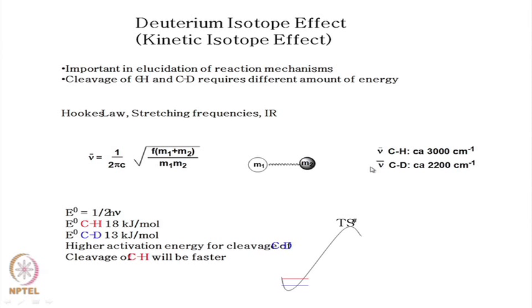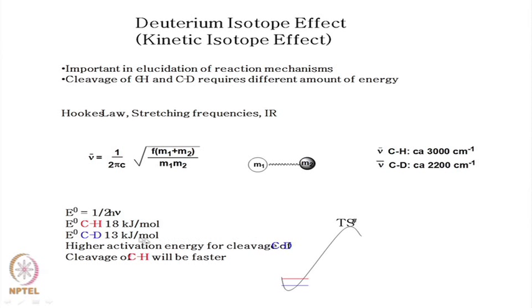Okay. So, if it is oscillating very fast, then it has more probability to get ruptured, the bond has more probability to get detached. But if it is oscillating slowly, then of course it will happen, but the extent is less. And that gives you the idea, it is very clear from your frequency, the wave number. It is 3000 for C-H and 2200 for your deuterium.